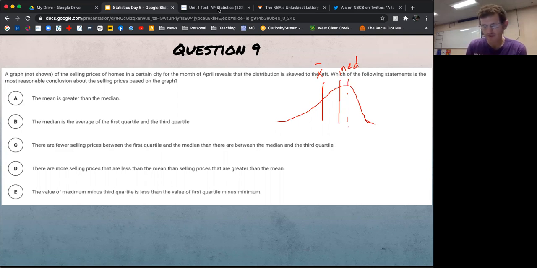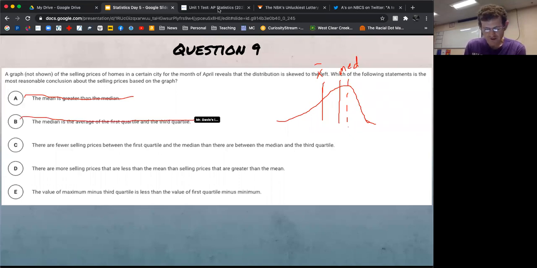The mean is greater than the median. Well, we can already see based on our drawing, no, that's not going to be true. The median is the average of the first and the third quartile. I would say that this is never a good answer. That's not how we find the median. In a perfectly symmetric unimodal distribution, that could very well be true, but that would be by accident. That's not a good answer.